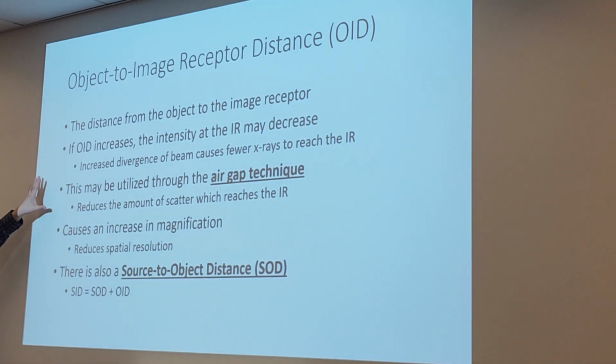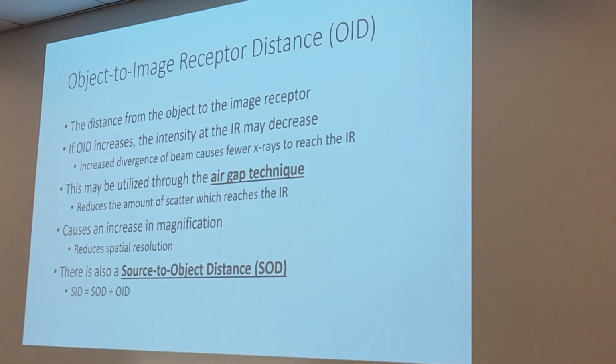However, what is the downside to this? Spatial resolution. Why? What happens when you increase OID? That's right. So we have more magnification, right? So we have less scatter, but more magnification. So it's a trade-off, right? You're getting rid of one bad thing, which is scatter, but now you've got something else that's not so great, which is magnification. So you need to decide which one is more important at that moment. Because magnification does reduce spatial resolution.